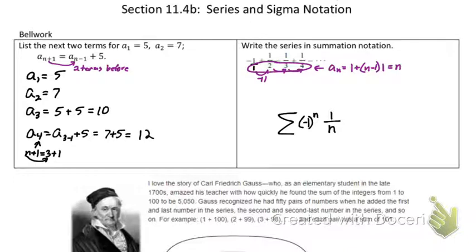All right, then we're always going to start at n equals 1. We're going to plug in 1 first. That will give us our 1 over 1. And we have a dot, dot, dot in there, so this can be to infinity. And okay, there's our bell work.